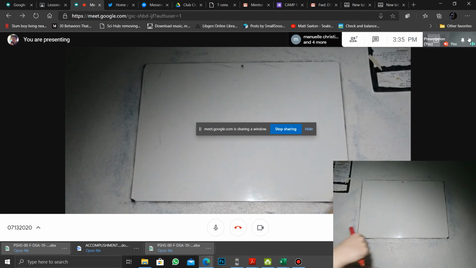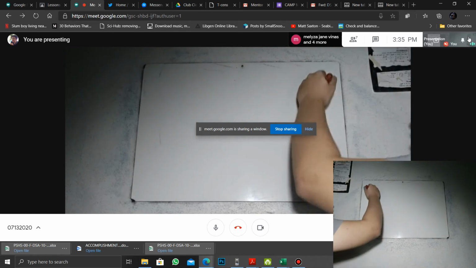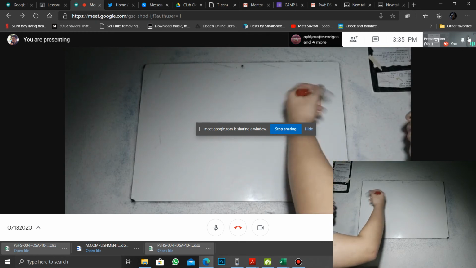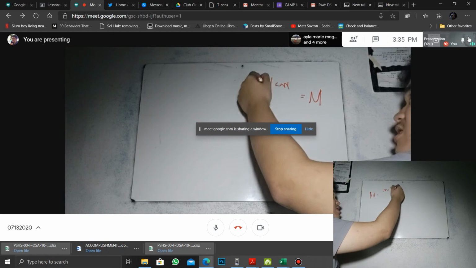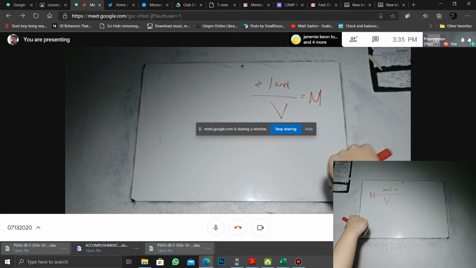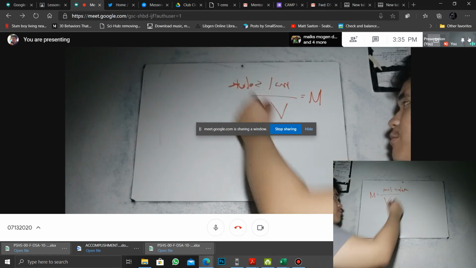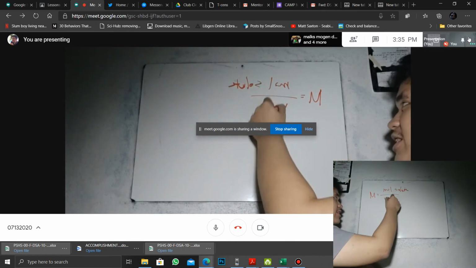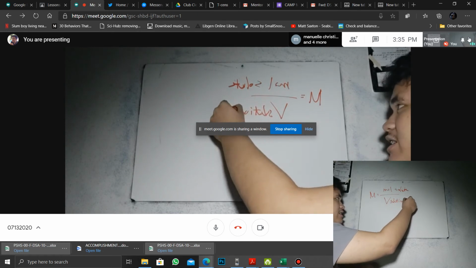So, may ilan sa inyo, nalimutan pa kung paano kumuha ng molarity. Okay, paano ba kumuha ng molarity? Molarity equals moles of solute over volume of solution, di ba? Remember that: moles of solute over volume ng solution, or container. That's the concentration of our substance.